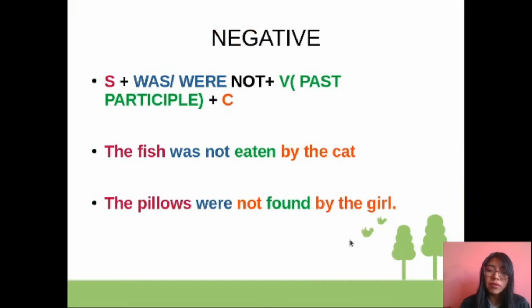Yeah, as I said before, today we are going to review negative past passive. Where is the structure? That is the same. Only you have to use the word not. Subject plus was or were plus not. Pay attention, you can use was not, were not, or wasn't, or weren't. Okay? And the verb in the past participle and the complement.